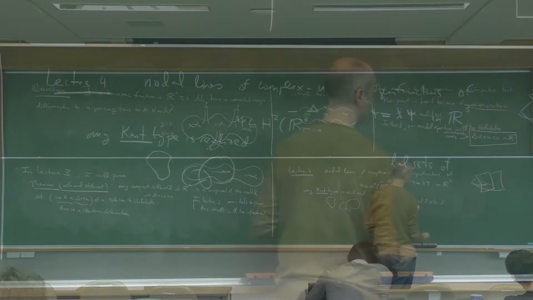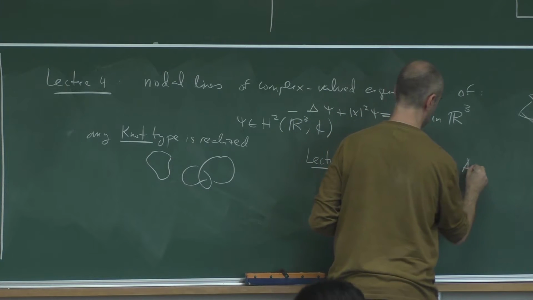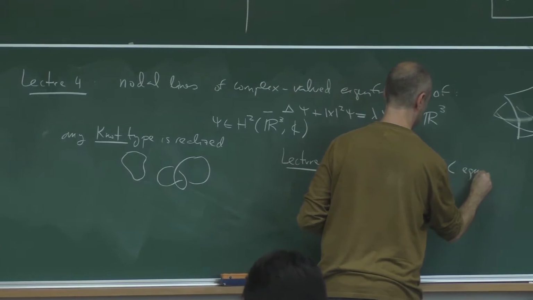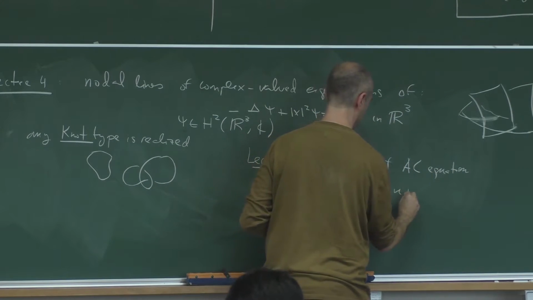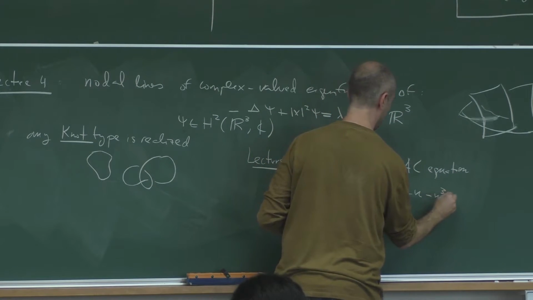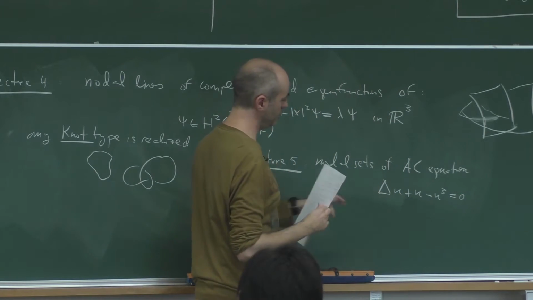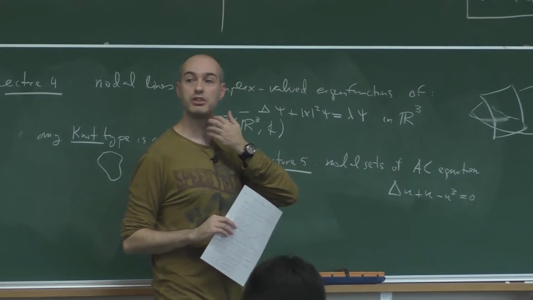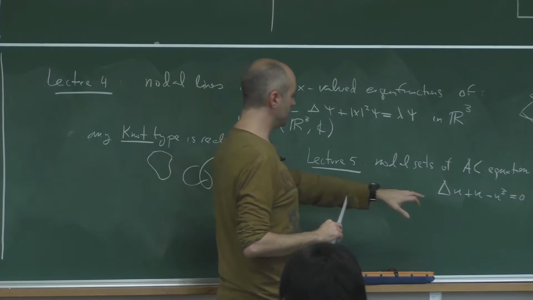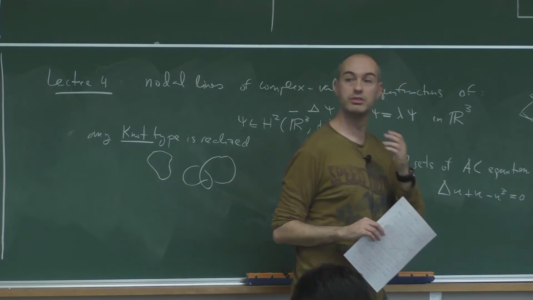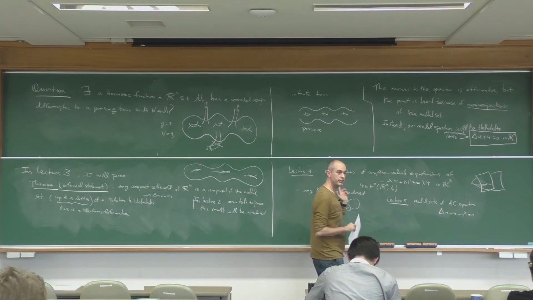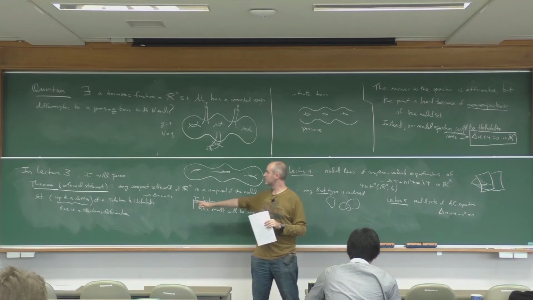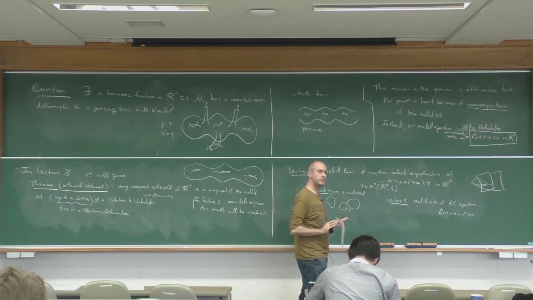But in this case of the Allen-Cahn equation, which is this, it's like Helmholtz, but with this cubic term here. The equation is Δu plus u minus u cubed equals 0. And I'll prove an analogous theorem to this one: any compact topology can be realized.